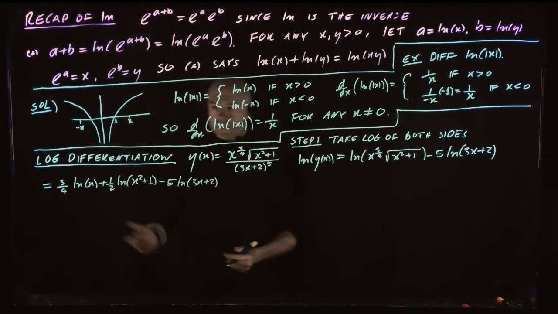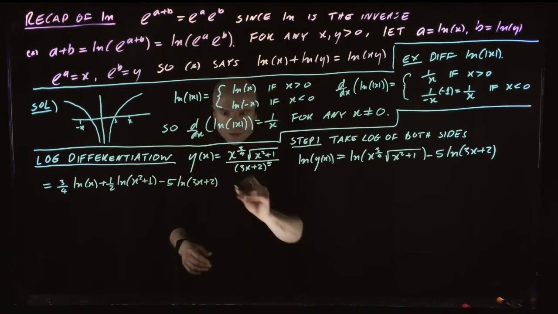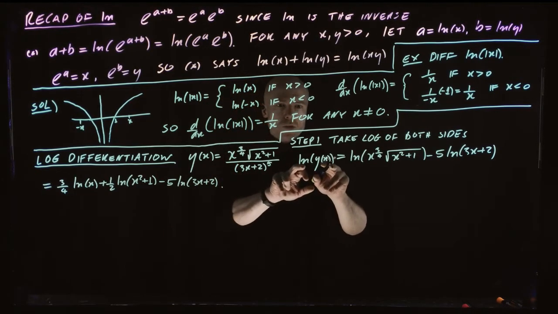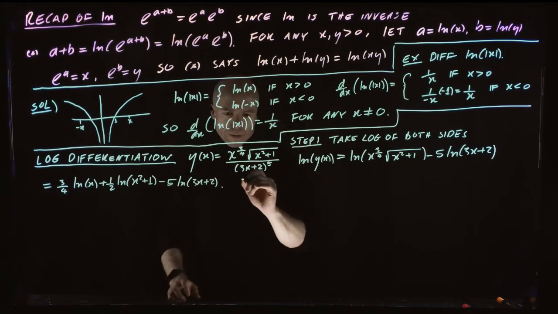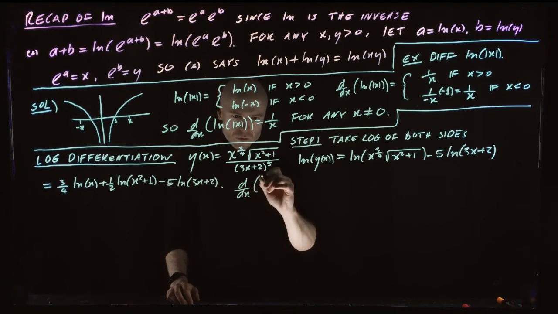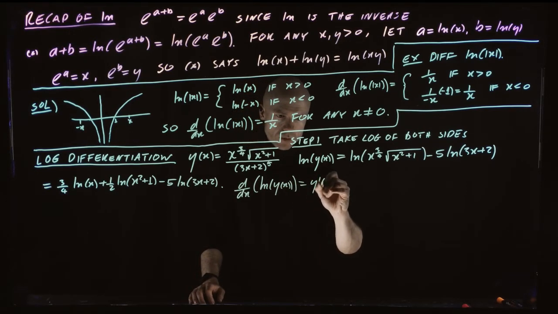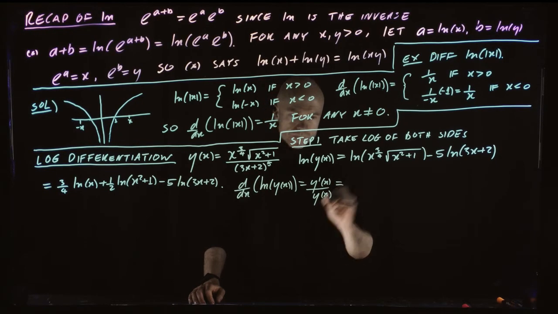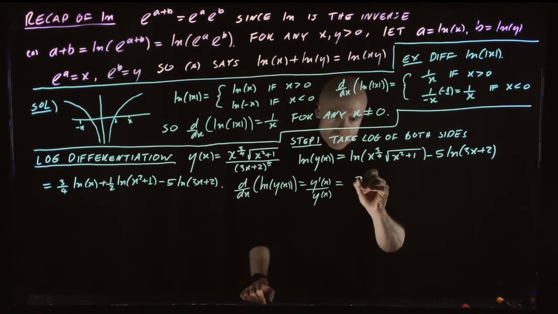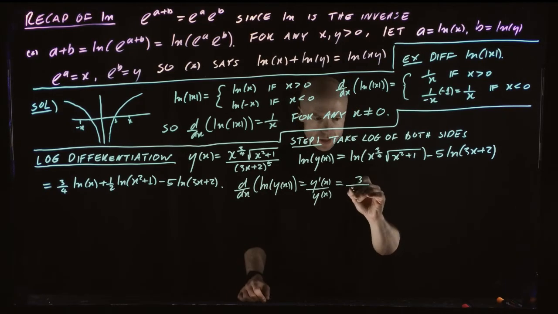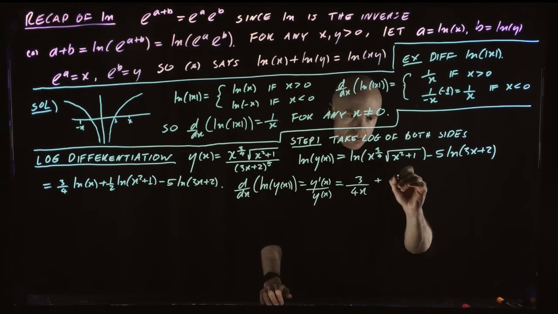And now what? Now we differentiate both sides. We've learned that the derivative of log of y is y prime over y. So then we're going to have d by dx of log of y of x is y prime of x over y of x, and then all of this stuff, which individually, each one of these things is easy to differentiate because we're differentiating the sum of a bunch of easy functions.